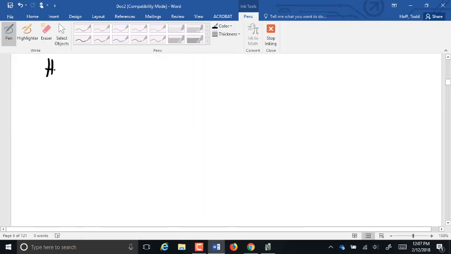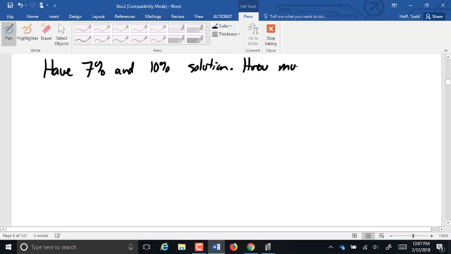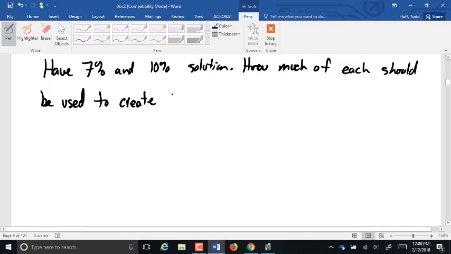Let's look at this one. Let's say we have a 7% and 10% solution. How much of each should be used to create 240 milliliters of 9% solution?